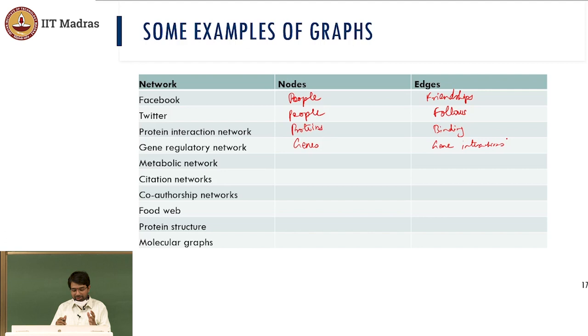fun. Citation network, can you think of it? That is co-authorship network. Citation is, papers will be the nodes. So one paper will say that I got this data from that paper, no? So that is a citation. So the citations will be edges. And here authors, and edges will be, this is like movies, right? Actors and movies. And again, you can imagine that a hypergraph will be a much better representation of this rather than regular graphs. Food web.